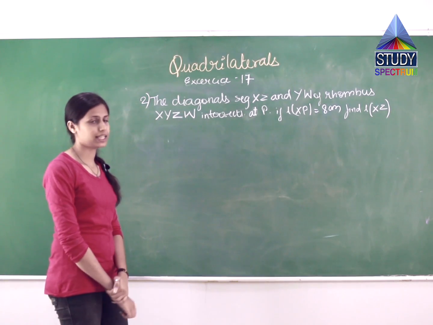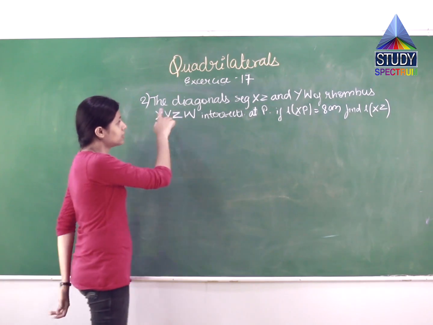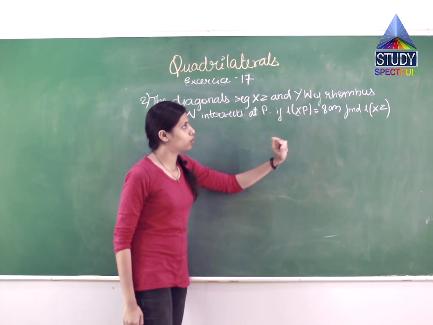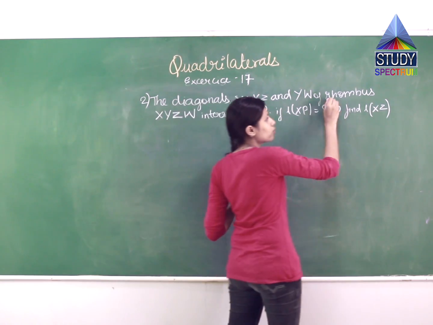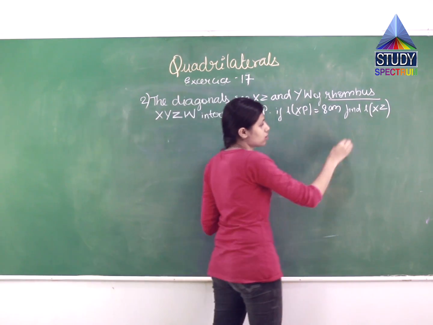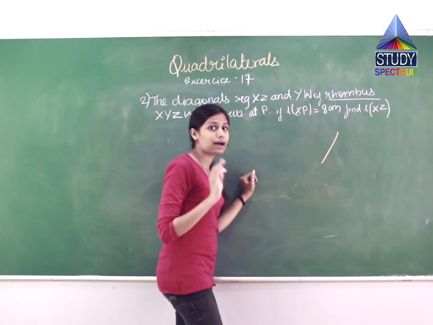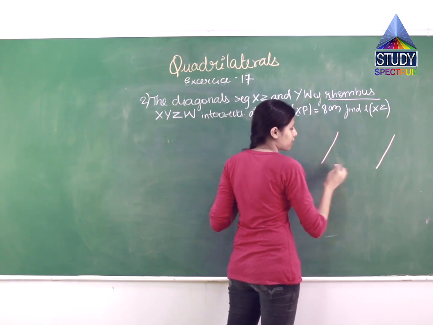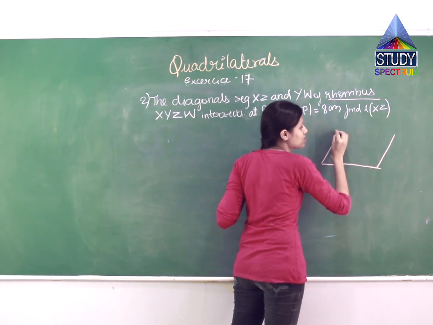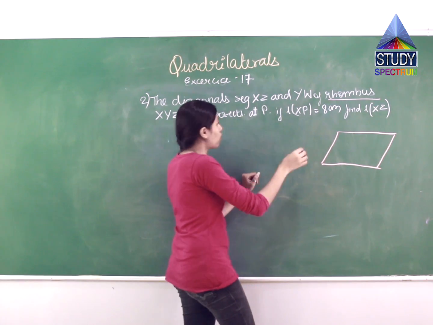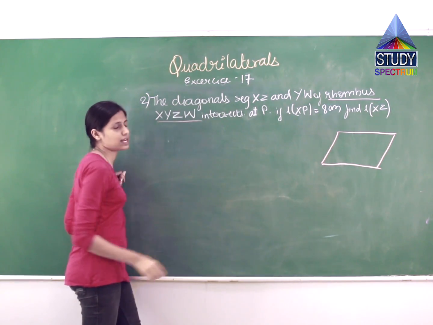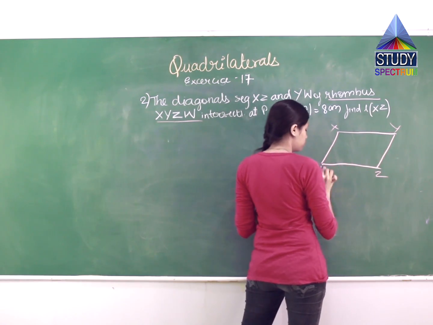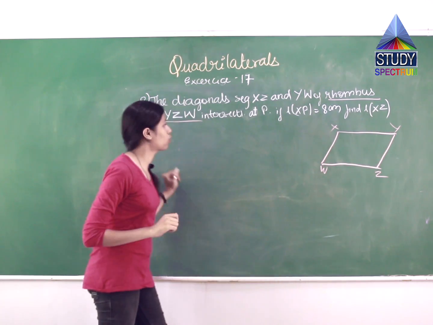With exercise number 17, let us read the question number 2. The diagonals segment XZ and YW of the rhombus. So what we have to draw? We have to draw a rhombus. So let us draw first a rhombus. Imagine a rhombus. The two breadths are slant, whereas the lengths are parallel to each other, straight, like this. And what is the name of the rhombus given? It is XYZW. So X, Y, Z and W. You can also write it anti-clockwise.